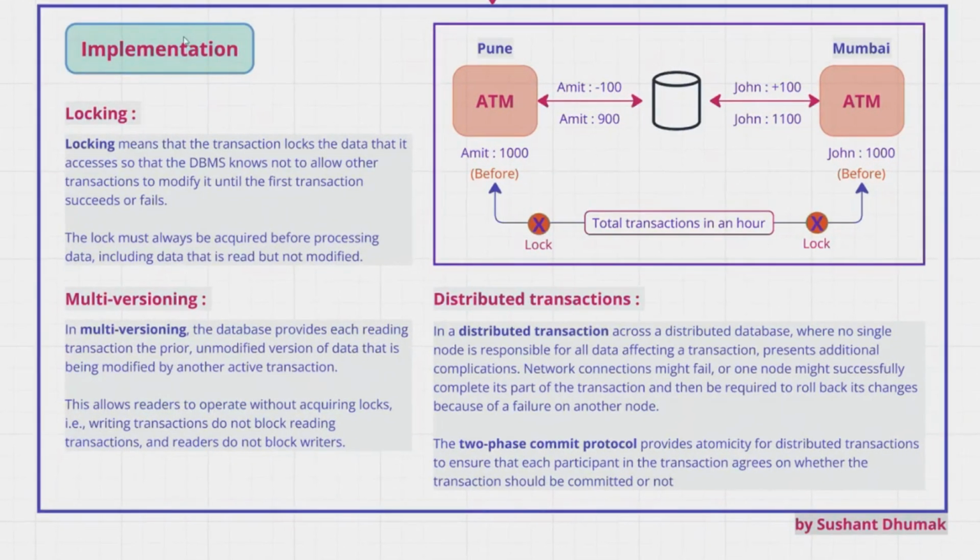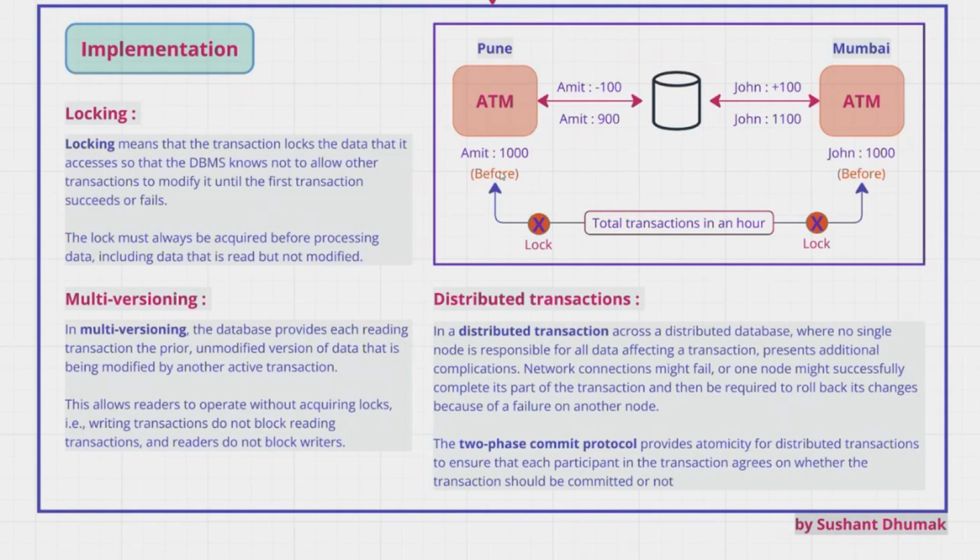Okay, so we have seen earlier where we are doing the transaction operations in isolation, but there are other implementations also. For example, locking. Locking means the transaction locks the data that has been accessed so that the database knows that it is not allowed for other transactions to modify it until the first transaction has succeeded or failed.